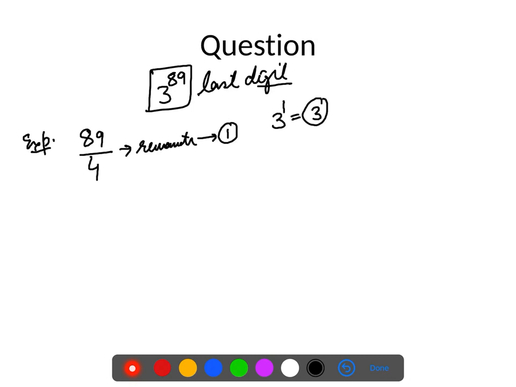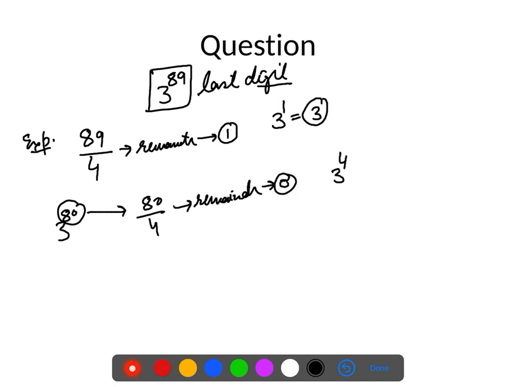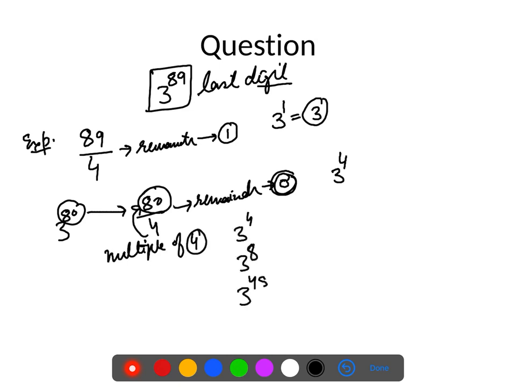Now let's say the number is 3 raised to power 80. Take the exponent 80, divided by 4. Remainder is 0. So what do we do if the remainder is 0? We simply check for 3 raised to power 4. Remainder 0 means the exponent is a multiple of 4. For example, 3 raised to power 4, 3 raised to power 8, 3 raised to power 48. All those which are multiples of 4, we just check 3 raised to power 4. That's going to be 1.